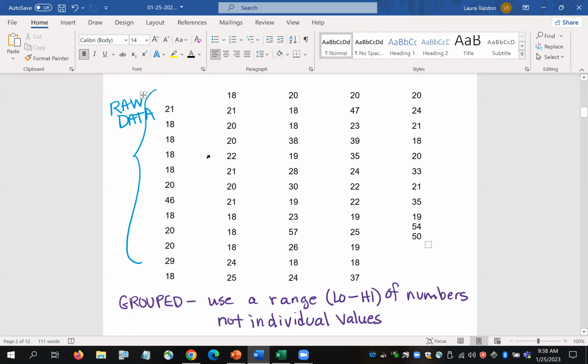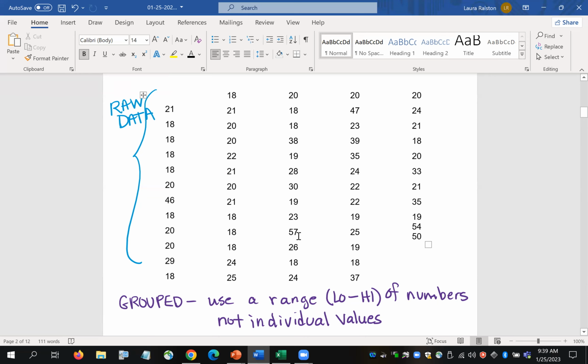And I commented then that we were going to look at how to create initially a table. A table in statistics has a fancy name. They call it a frequency distribution. Specifically, we use a grouped frequency distribution where we use a range of values for each group or each class, if you will, not an individual value, because we noted that these values go from a low of 18 to, I believe the high was 57.